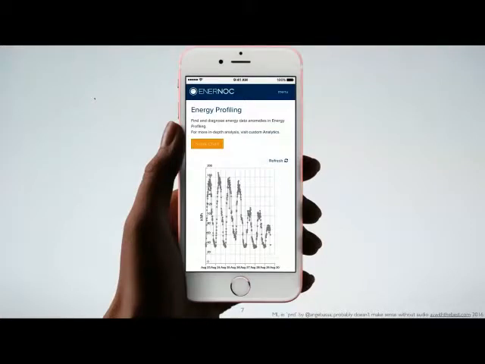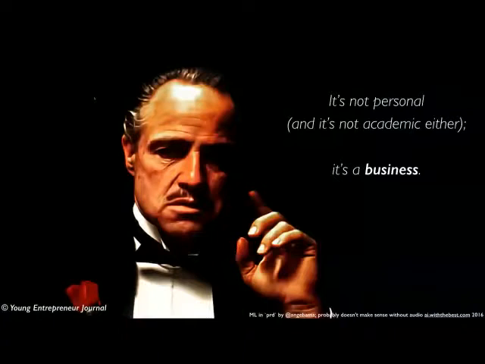So getting a little bit deeper into how it is that we deploy machine learning in a production space of this type of scale. I love this particular little cartoon from The Godfather. It's not personal, but it's also not academic. So it's a business, and it's a business where we're only going to be able to eat what we kill.